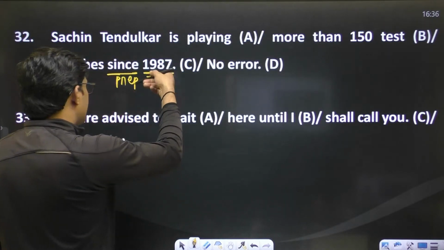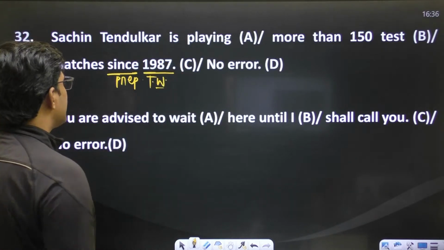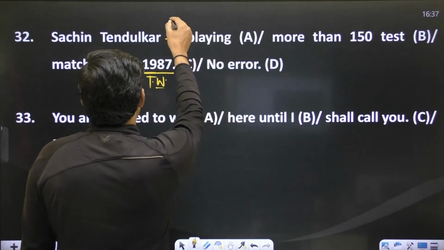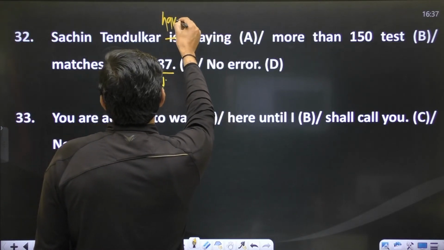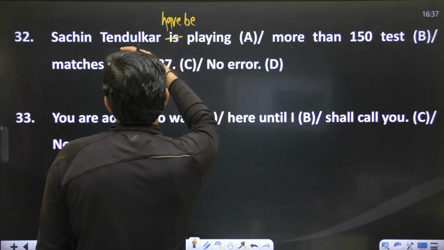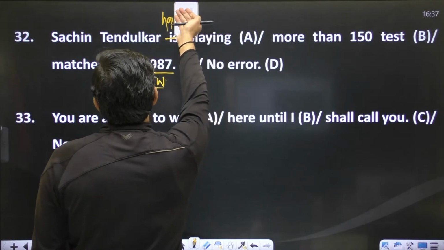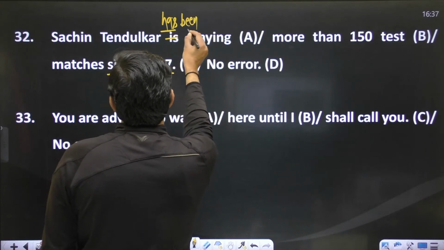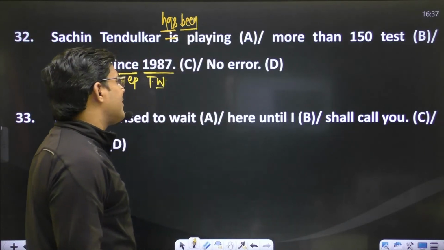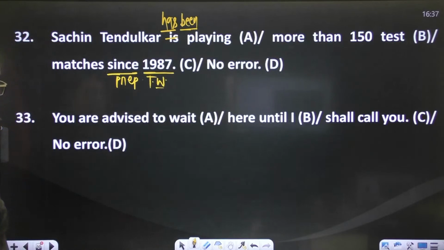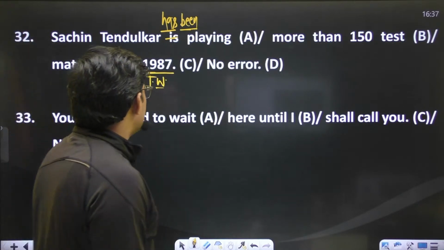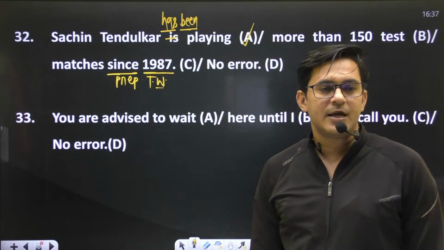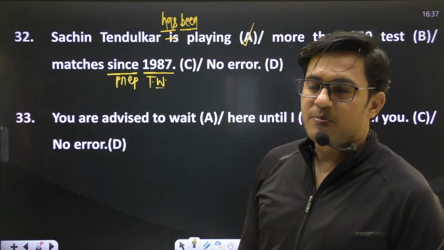This is the time of point. So in this case we use perfect continuous. To make this present perfect continuous, replace is with have been. Sachin Tendulkar has been playing more than 150 test matches since 1987. Now the sentence will be fine, and the error is in part A.